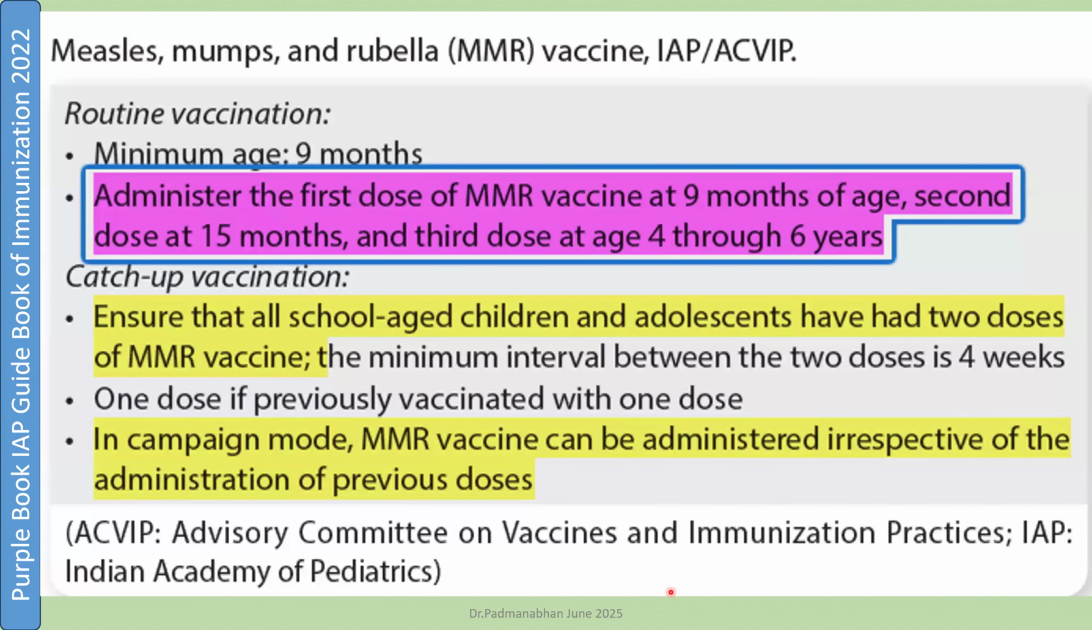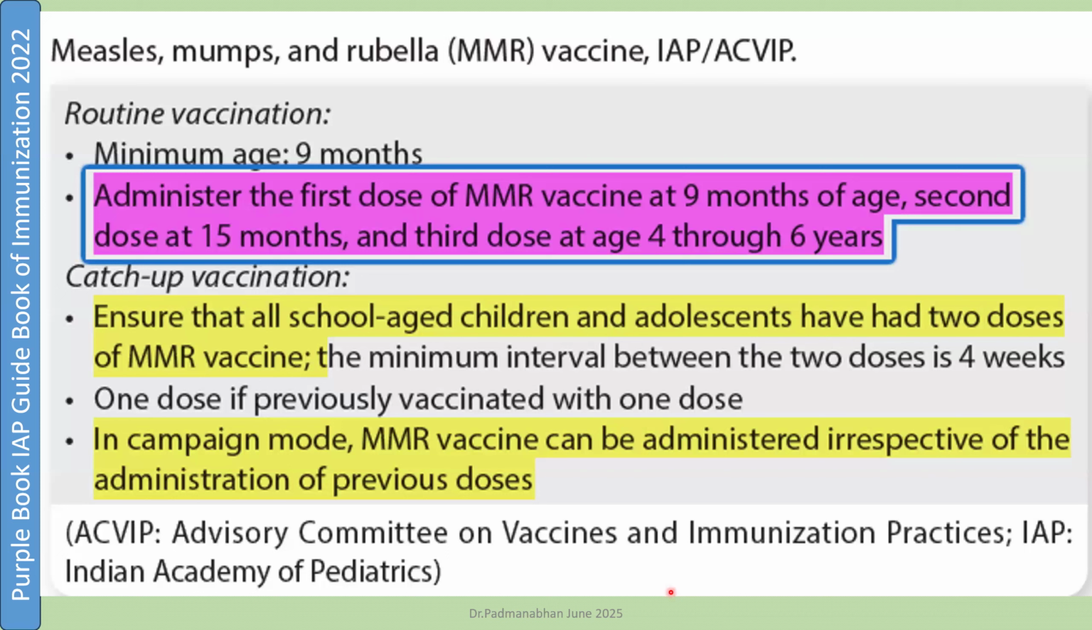Now we come to the next vaccine, MMR vaccine. Okay, read it now. MMR vaccine, routine vaccination, minimum age is 9 months. Administer the first dose of MMR vaccine at 9 months of age, second dose at 15 months, and the third dose at age 4 through 6 years. Catch-up vaccination: ensure that all school-age children and adults have had 2 doses of MMR vaccine. The minimum interval between the 2 doses is 4 weeks. 1 dose if previously vaccinated, then with 1 dose. In campaign mode, MMR vaccine can be administered irrespective of the administration of the previous doses.